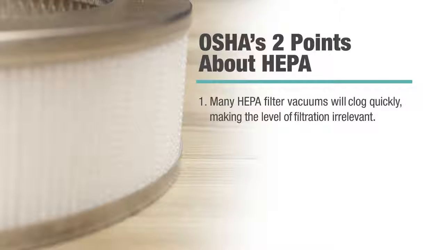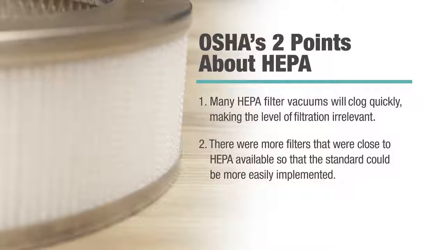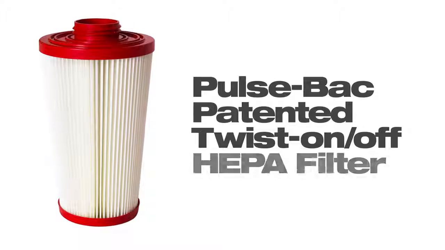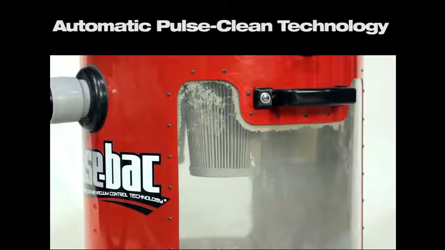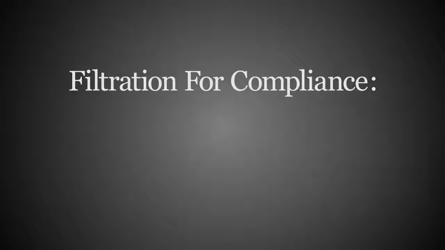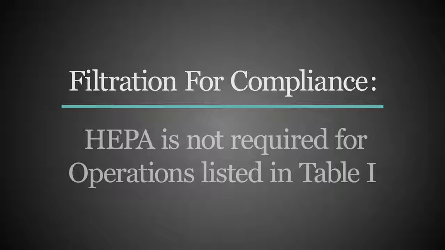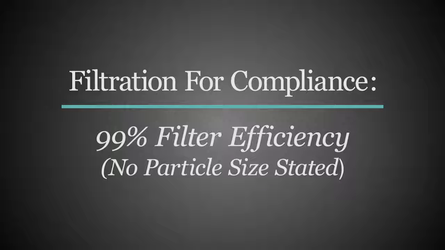One, too many HEPA filter vacuums will clog quickly, making the level of filtration irrelevant. And two, there were far more filters that were close to HEPA available, so the standard could be more easily implemented. At PulseBack, we do feature HEPA filters in all of our units as we feel they provide the best protection for our customers. Though admittedly, we do have the advantage of our patented automatic pulse clean technology, which makes clogging a non-issue. So, when you're looking at filtration from a compliance standpoint, while a HEPA-rated filter will provide more protection, your only obligation is to make sure that the filter provides at least 99% filtration.